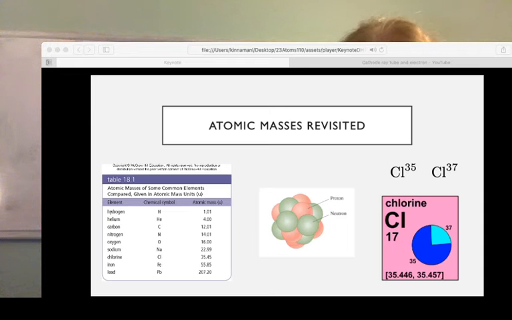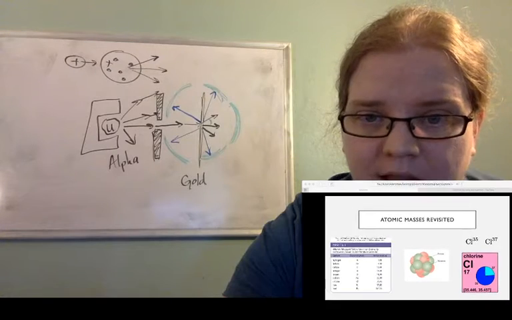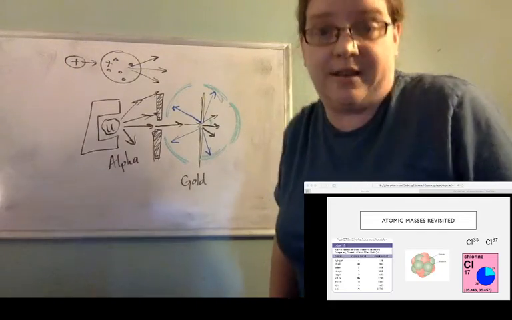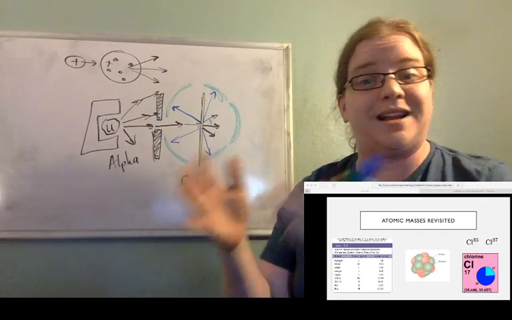For chlorine, the reason why it's 35.5 is because it has 2 different isotopes. There are 2 different forms of chlorine with different numbers of neutrons. So both forms of chlorine will have 17 protons, but sometimes it has a mass of 35, sometimes it has a mass of 37. So for the 35 it has 18 neutrons, whereas for the 37 it has 20. And that's the difference. They're both chlorine because the number of protons gives you identity.